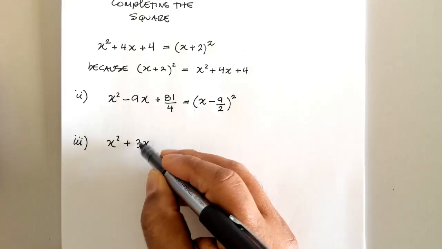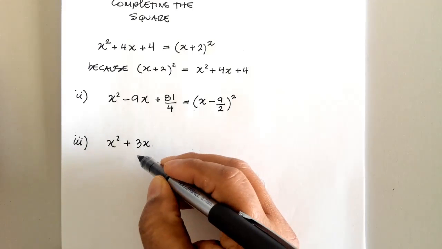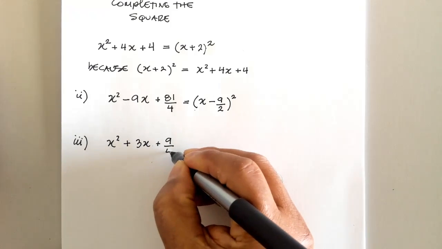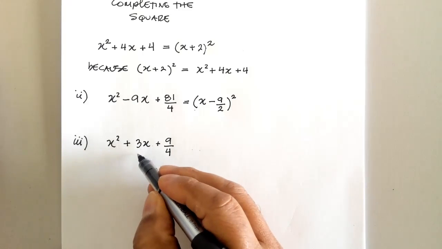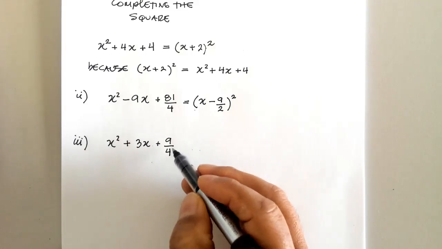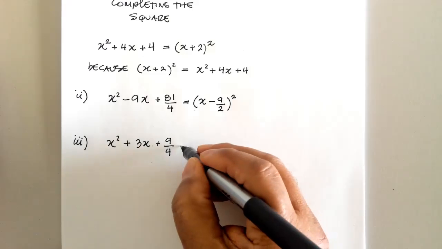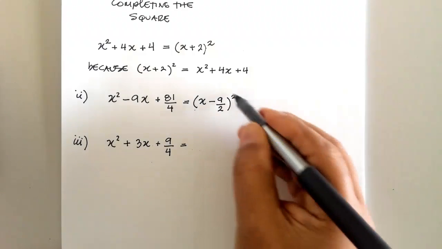So we divide this by 2, so it's 3 over 2, and then square. So 3 over 2 squared is 9 over 4. So we're going to put 9 over 4. And then that was the missing term. But even better, because this now is a perfect square, we can go from here to something like this.